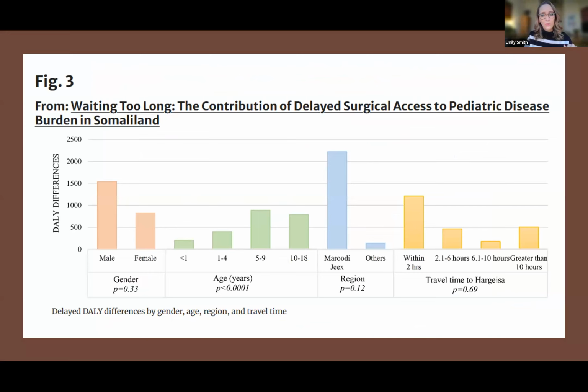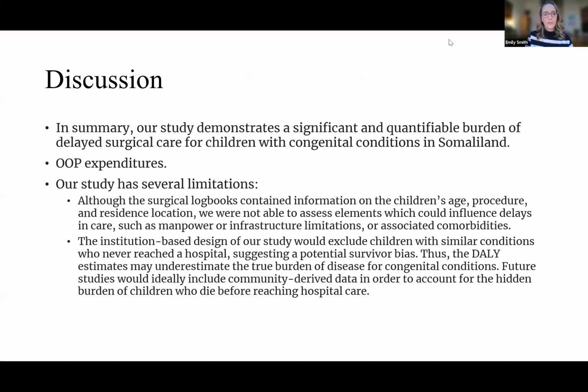We did also stratify these delays, or I'm sorry, I keep saying delays, DALYs, by a couple of factors. The age made a difference for sure, where older kids contributed more. That means that they're waiting longer, but also their disease is progressing more. Delays were higher in outside regions and also for travel times, which isn't surprising, but it does contribute to the story for underestimating delays. So overall, it demonstrates that there is a significant contribution of delays onto the DALY metric for congenital conditions.